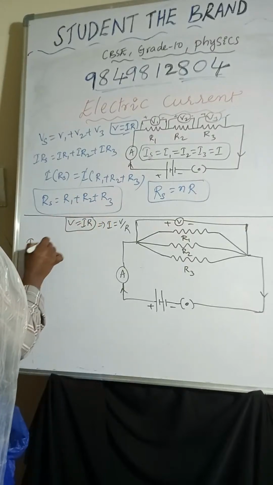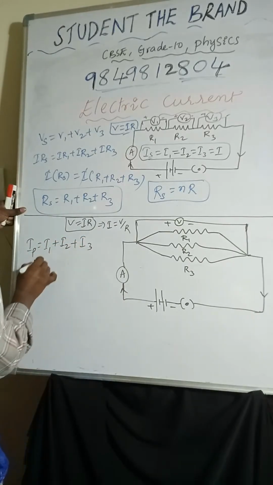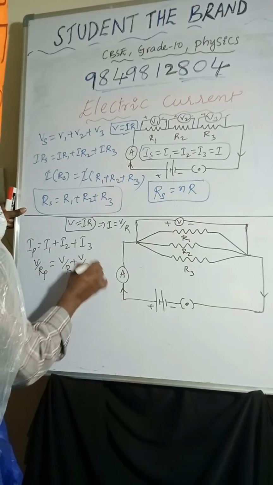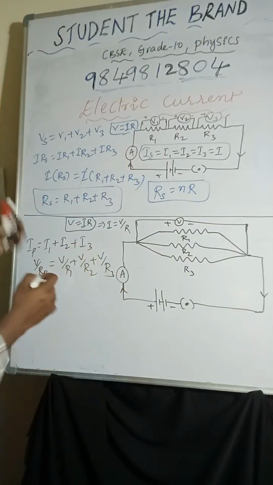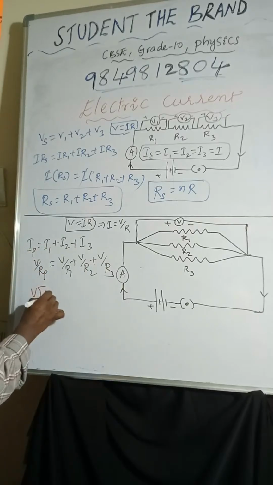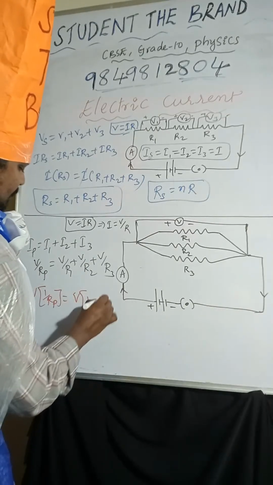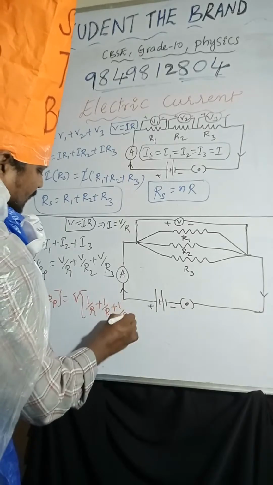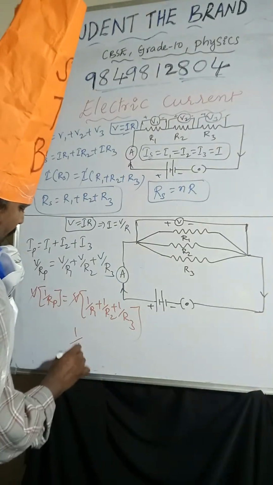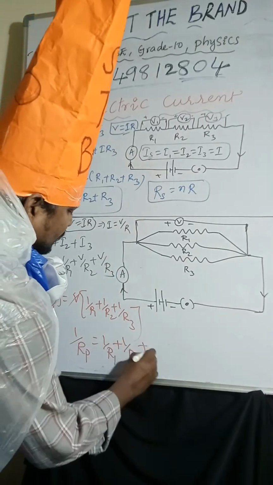IP equal to I1 plus I2 plus I3. So V by RP equal to V by R1 plus V by R2 plus V by R3. So I am taking V common, V gets cancelled. 1 by RP equal to 1 by R1 plus 1 by R2 plus 1 by R3.